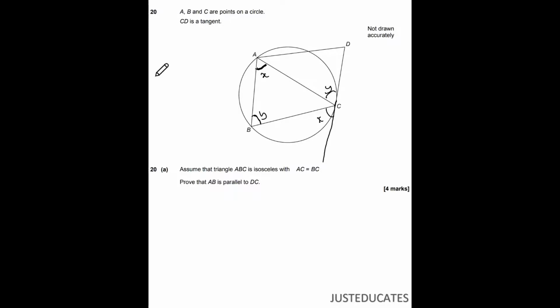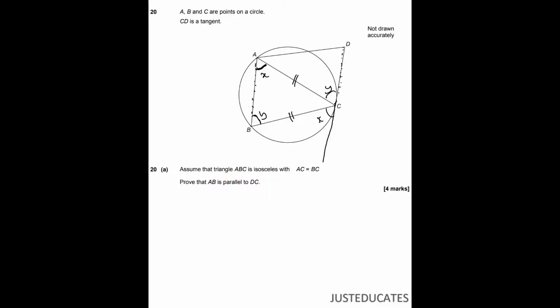So now what they've told us is triangle ABC is isosceles. So this here, ABC, is an isosceles triangle where the line AC, that one, is equal to BC. Okay, great. And now what we need to do is prove that AB is parallel to DC. So AB, which is this line here, is parallel to DC, that one there.